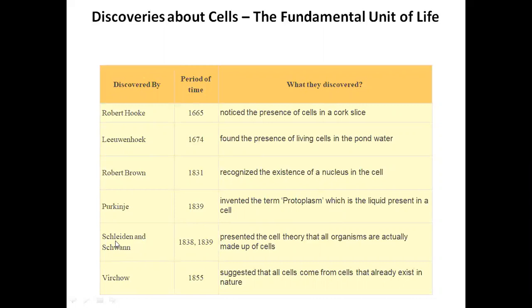Schleiden and Schwann, a botanist and a zoologist, found out something in the years 1838 and 1839, and they gave a theory known as the cell theory. They presented the cell theory that all organisms are actually made up of cells. Then in 1855, many years later, another scientist named Virchow suggested one more point, which was added as an additional point, and the cell theory was updated with 3 points. He suggested that all cells come from cells that already exist in nature.